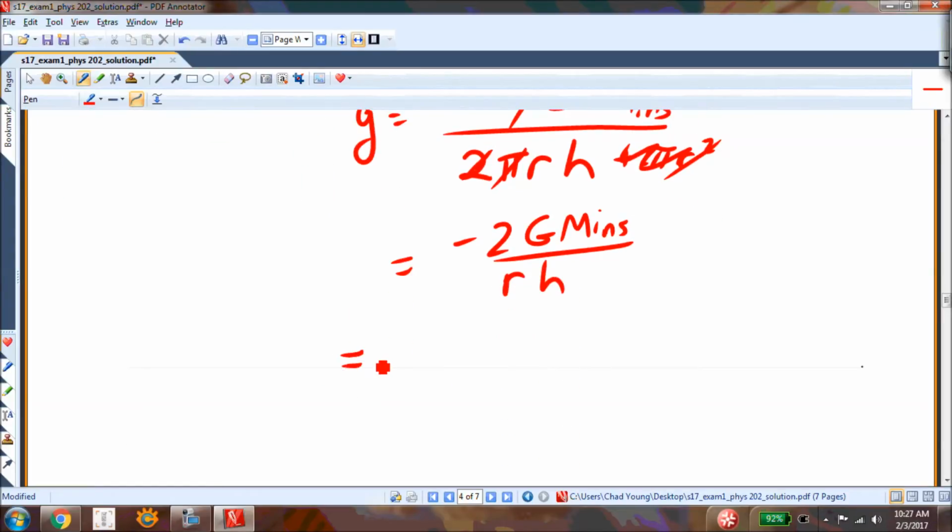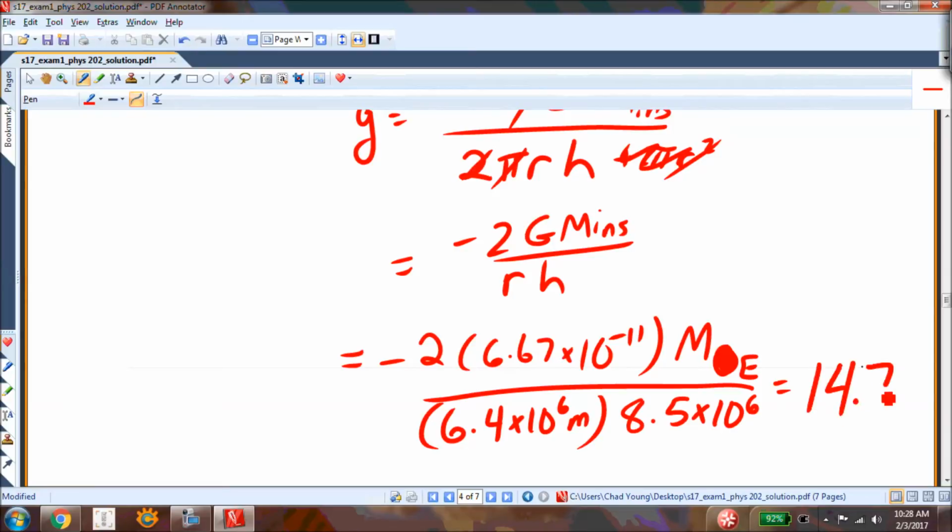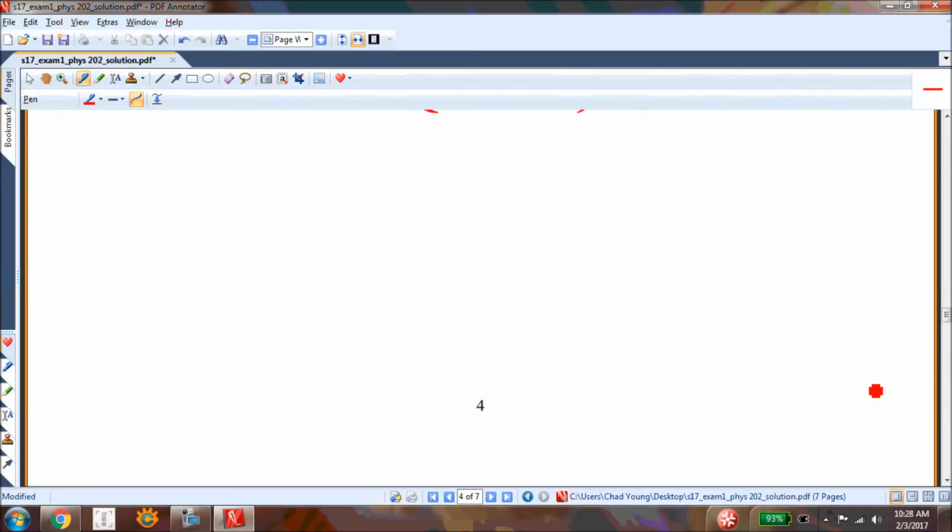So I'm going to put some numbers into my cylindrical planet. 6.67 times 10 to the minus 11. The inside mass is that of the Earth. I'll just do mass of the Earth, divided by the radius of the Earth, which is 6.4 times 10 to the 6 meters, divided by the height of my cylinder, that's 8.5 times 10 to the 6. And I get a slightly different acceleration due to gravity, 14.7 meters per second squared. Even though it has the same density as the Earth, because it's distributed differently, it has a different acceleration due to gravity. A different gravitational field, same thing.